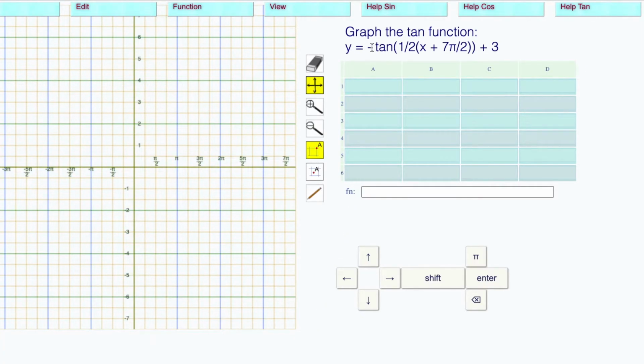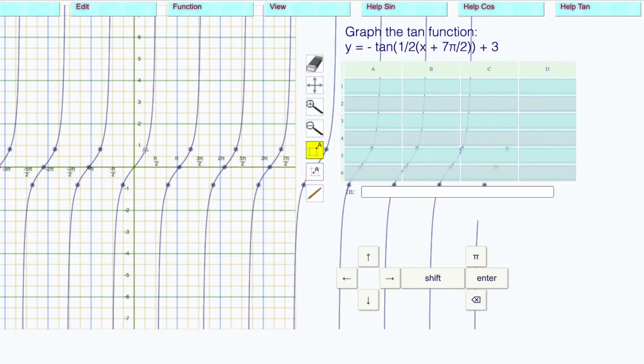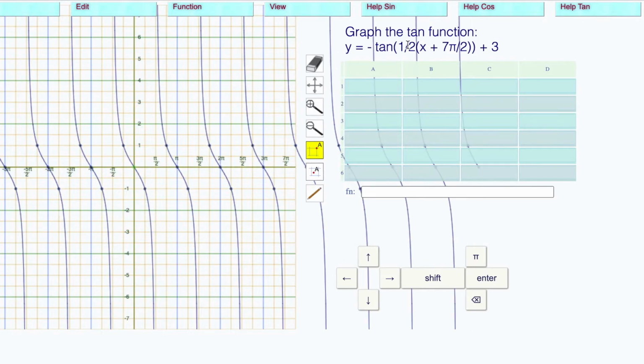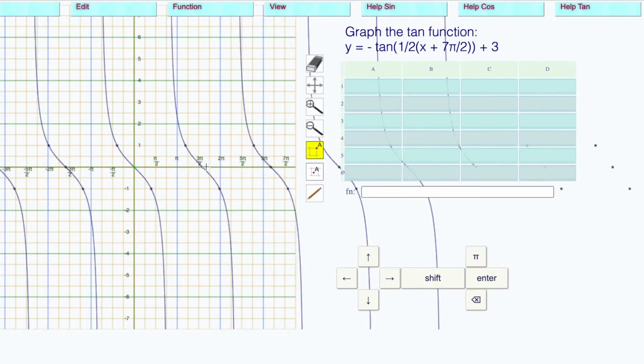Y is equal to -tan of (1/2 x plus 7 times pi over 2), close all the brackets, +3. So the amplitude is -1. Click on the origin, drag this down to -1. B is 1/2, take the reciprocal of the 1/2, that's 2, multiply it by pi, that gives us 2 pi. So drag this point to 2 pi.